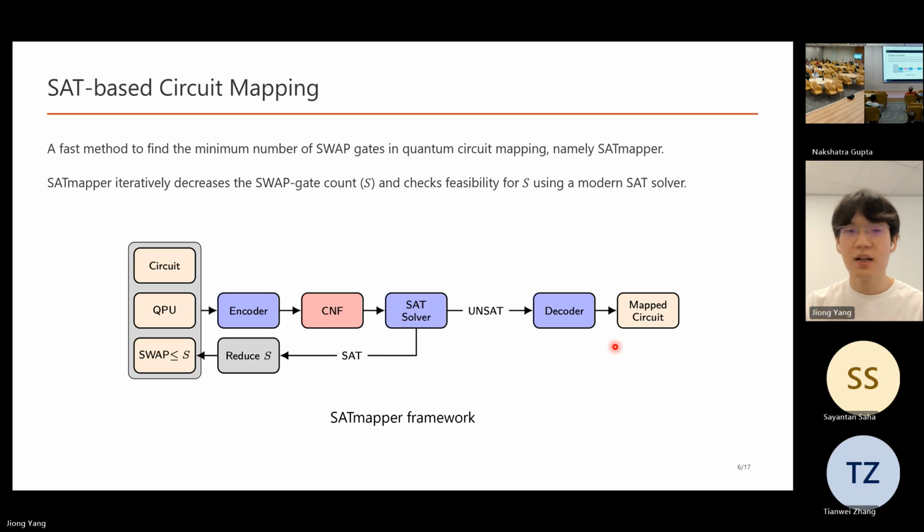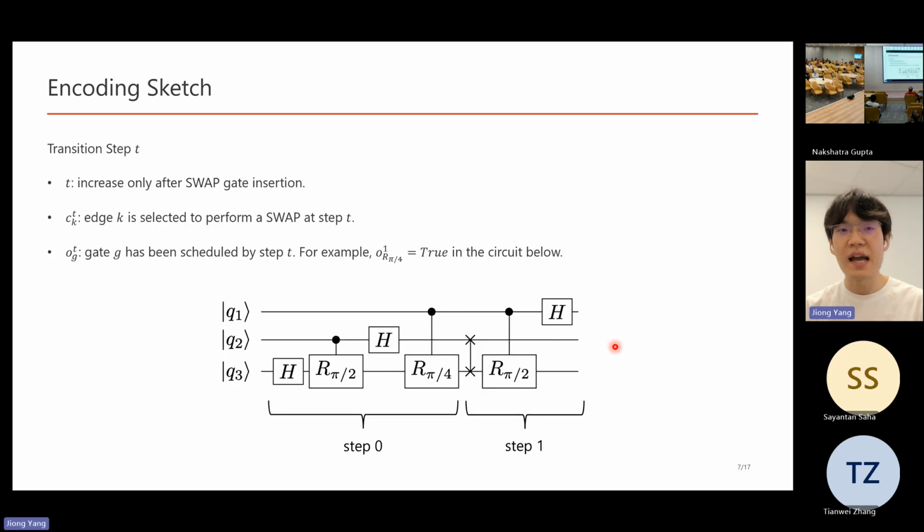We now present the key encoding ideas for mapping a quantum circuit to a target quantum computer using a given number of swap gates. The first important notion is the transition step. We consider the quantum circuit mapping in different temporal steps, but instead of using the actual time step in the circuit that increases gate by gate, we define a transition step T that increases only after swap gate insertion. Therefore, the qubit placement changes only when the transition step increases.